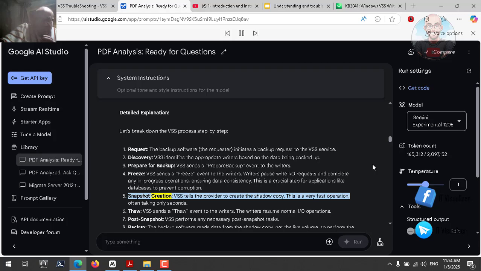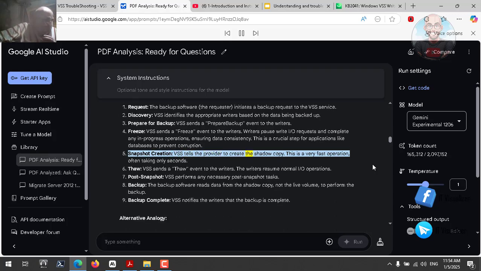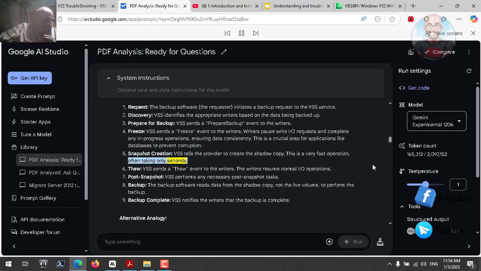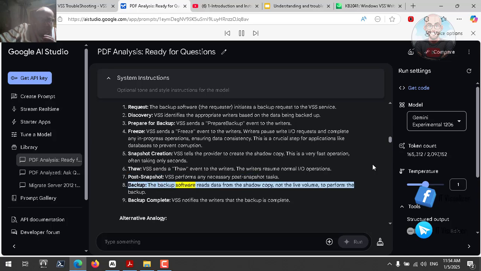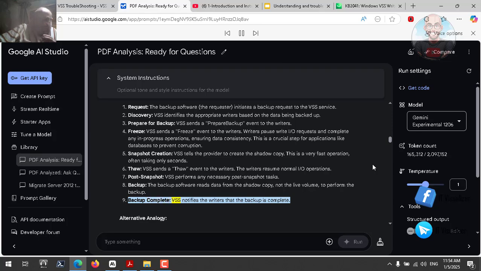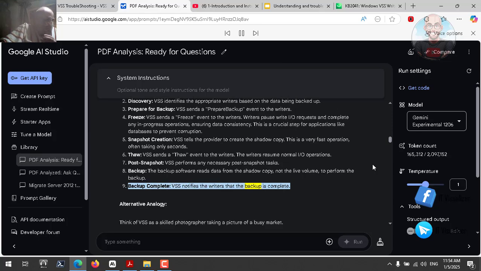Snapshot creation. VSS tells the provider to create the shadow copy. This is a very fast operation, often taking only seconds. Thaw. VSS sends a thaw event to the writers. The writers resume normal I/O operations. Post-snapshot. VSS performs any necessary post-snapshot tasks. Backup. The backup software reads data from the shadow copy, not the live volume, to perform the backup. Backup complete. VSS notifies the writers that the backup is complete.